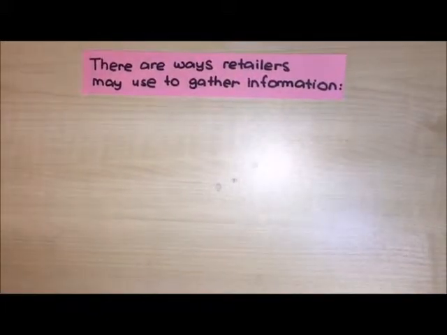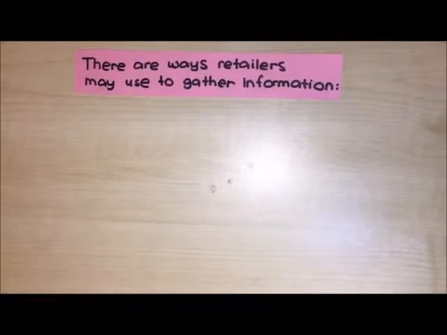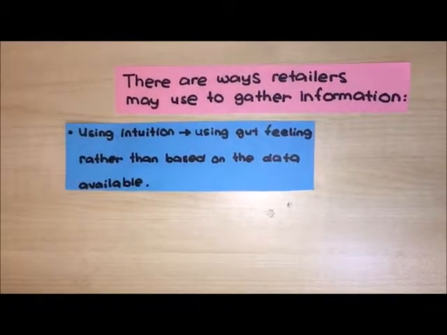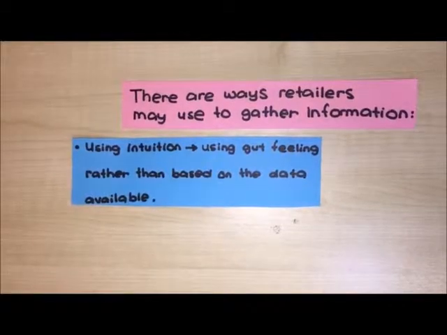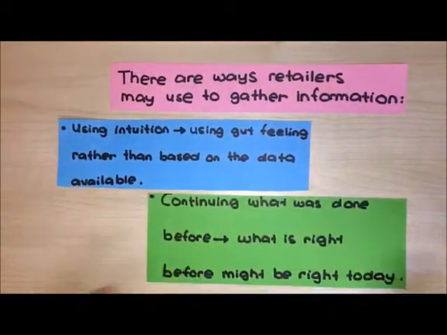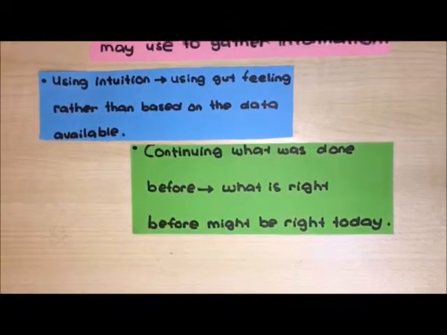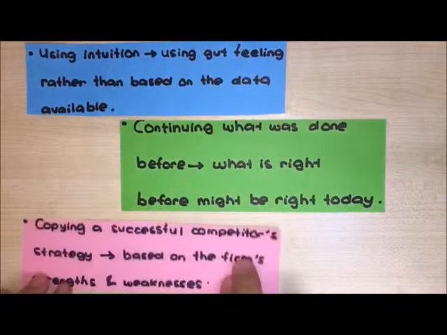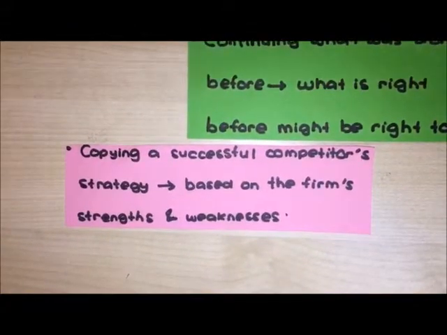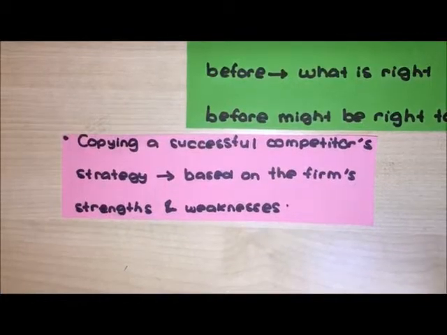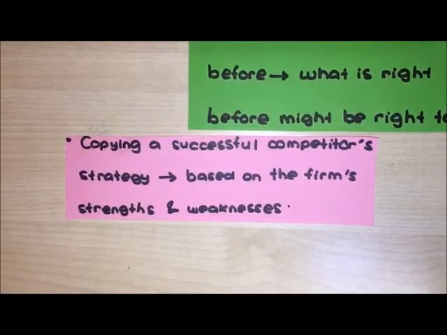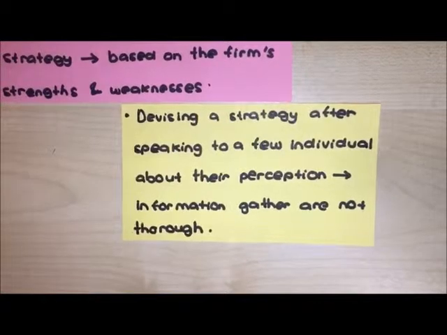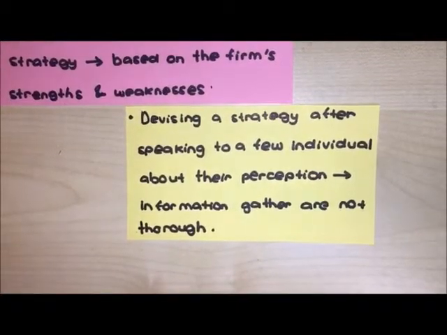There are ways retailers may use to gather information. First, using intuition, using gut feeling rather than the data available. Second, continuing what was done before. What was right before might be right today. Third, copying a successful competitor's strategy without considering the firm's own strengths and weaknesses. Then, devising a strategy after speaking to a few individuals about their perception. Information gathered is not thorough.